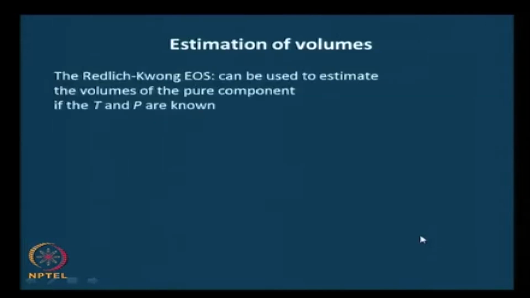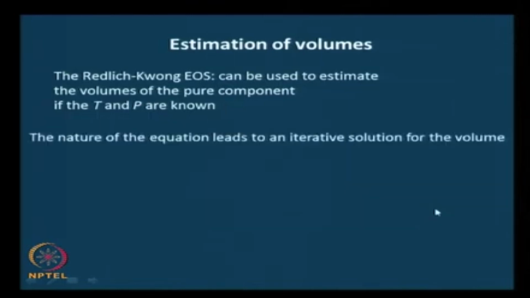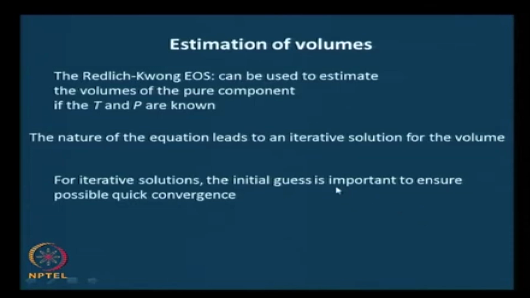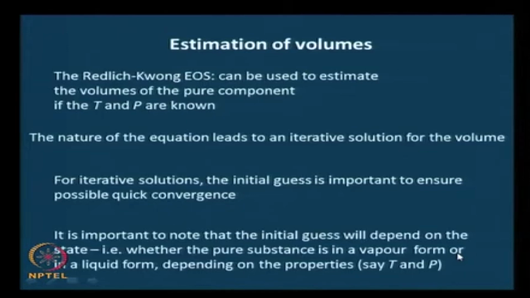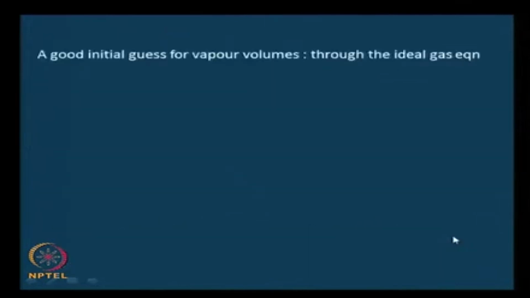And then we went to the estimation of volumes using the equations of state. We said that the Redlich-Kwong equation can be used to estimate volumes of a pure component, and since it is a cubic equation we need an iterative solution. The initial guess of course is important and so on. We said the good initial guess for vapor volumes is through the ideal gas equation.